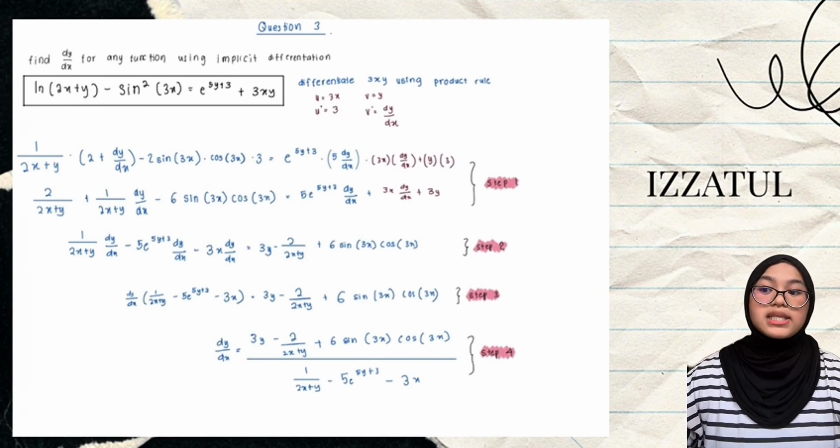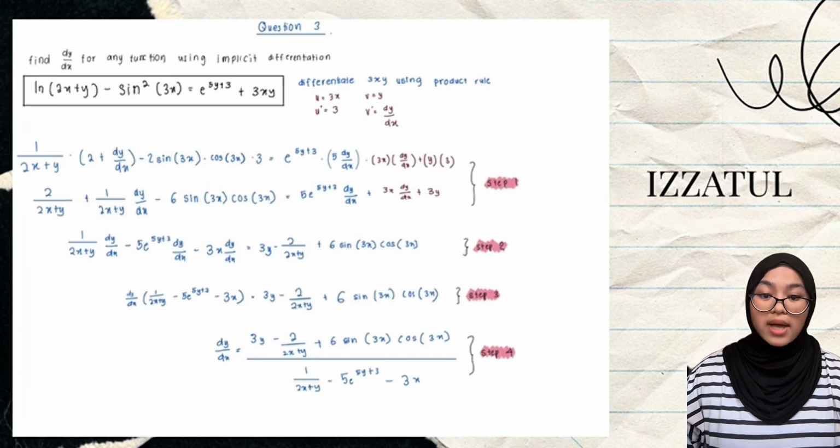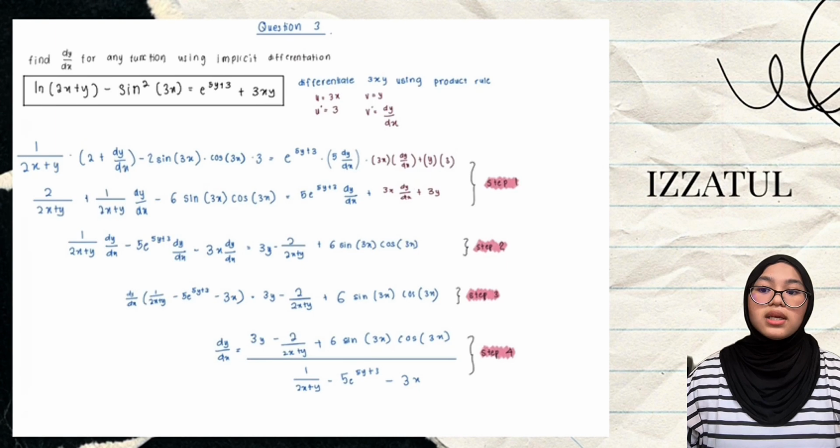So for step 1, you should differentiate ln(2x + y), which you can get 1 over (2x + y) multiplied by (2 + dy over dx). Next is negative sin²(3x). Differentiate it, you can get 2 sin 3x multiplied by cos 3x multiplied by 3. So equal to e^(5y) + 3, when you differentiate it, you can get e^(5y) + 3 multiplied by 5 dy over dx. So plus 3xy, when you differentiate it using the product rule, you can get 3y multiplied by dy over dx plus y multiplied by 3.